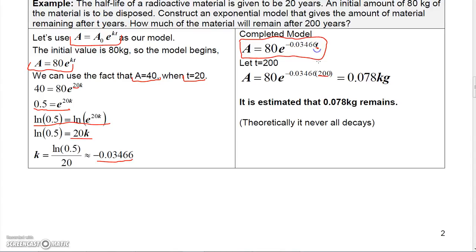So all I have to do is plug 200 years in here for t. There's a t right there. In here for t, and then I'll get 80 times e to the negative 0.03466 times 200, and I get that only 0.078 kilograms will remain, is expected to remain. So theoretically, it never all decays.